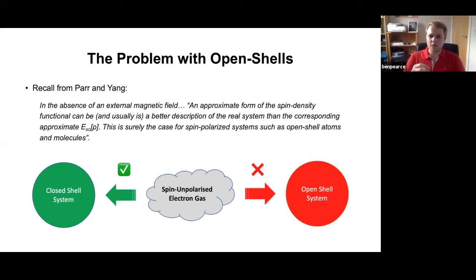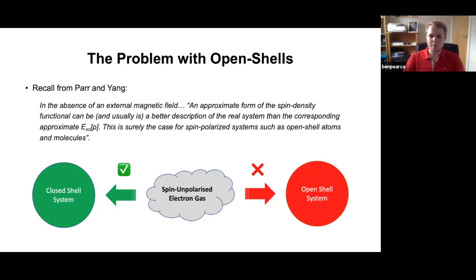and that is, what is the problem with the current density functionals for open shell systems? So recall from the motivation slide, the quote from Parr and Yang. What they're saying here is that for an open shell system, you really need your density functional to be spin dependent. So if we think about any common local or semi-local DFT functional, what we're doing is modeling that on the spin unpolarized electron gas.